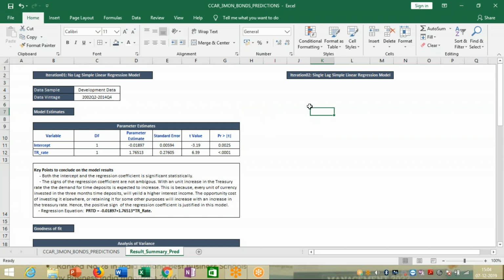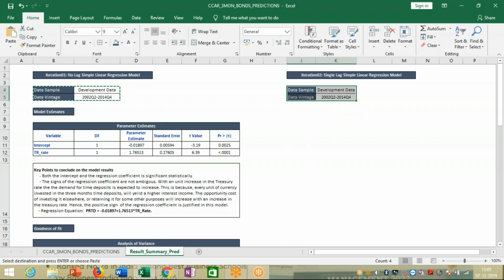Right, so when you do this particular iteration, you have 2 things over here. Again, we'll use the same development data, the same vintage. It's just that we lag the values by 1.